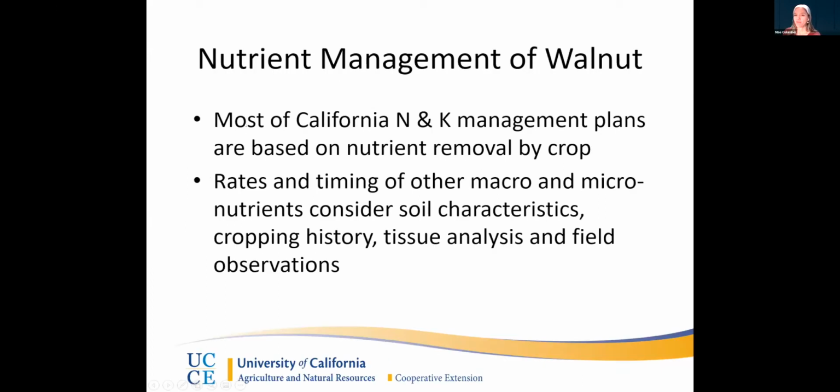So for nutrient management, most of California nitrogen and potassium management plans are based on nutrient removal by the crop. So that's going to make up the majority of how walnut trees utilize the nutrients, by exporting that through the crop. The rates and timings of other essential macro and micronutrients also consider characteristics of the soil, the cropping, tissue, what your tissue analyses tell you how the trees are doing, and then observations that you make in the field.